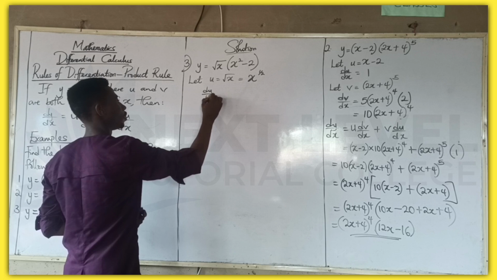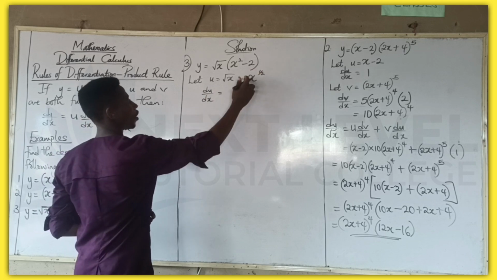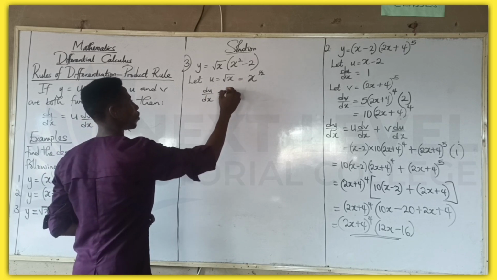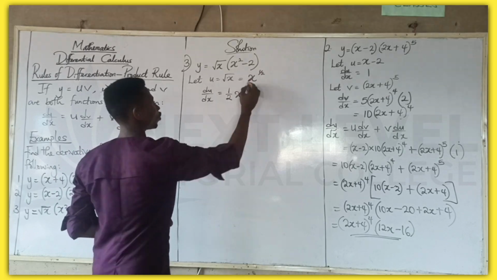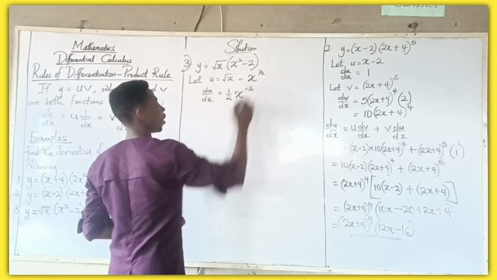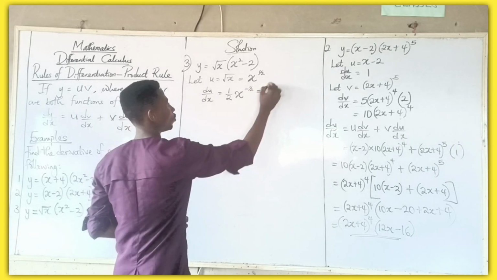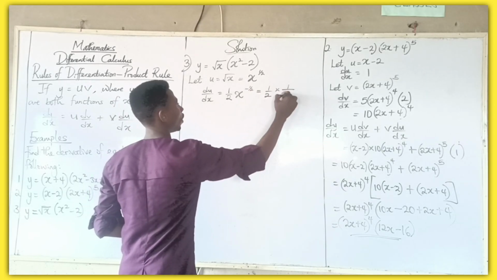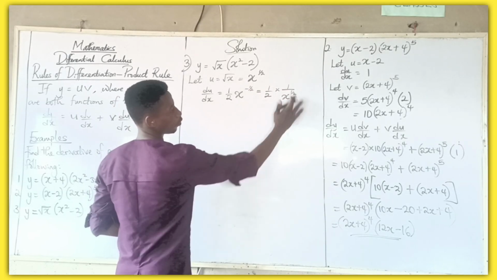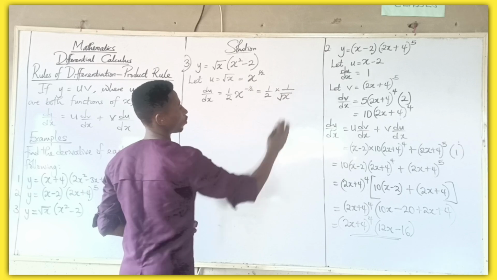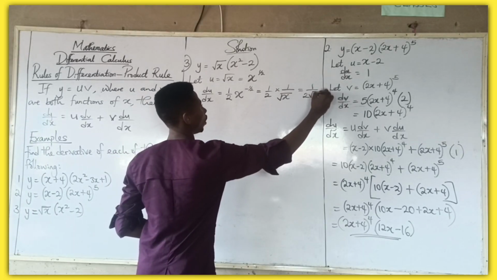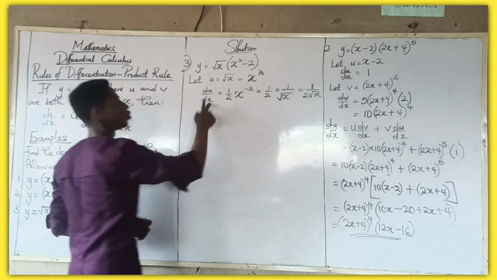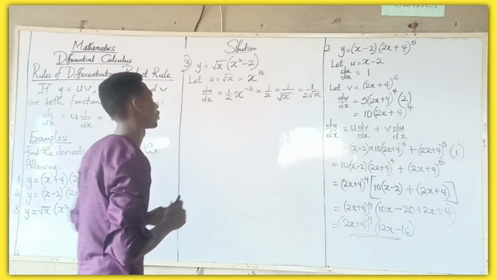Du dx. Differentiate this. 1 is the coefficient times half. That's 1 over 2. Then x raised to the power half minus 1, that is minus half. So this is going to be 1 over 2 times 1 over x raised to the power half. And x raised to the power half is the same thing as the square root of x. So our answer here is 1 over 2 root x. So that is du dx, 1 over 2 root x.